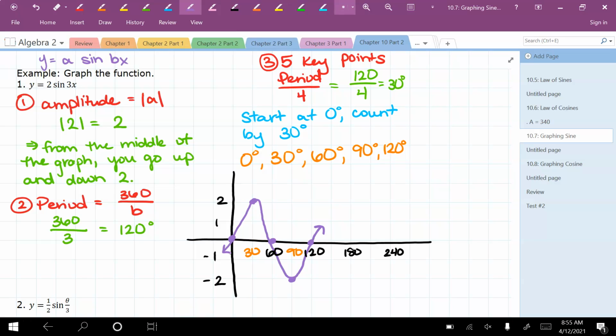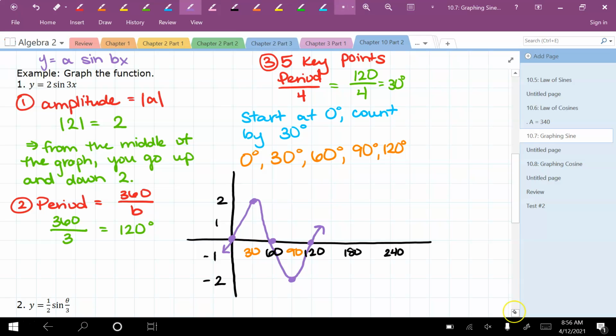Now, this would continue to repeat itself. After I got to 120 here, if I really wanted to, at this next point, 150, I would go back up to 2. 180 would be at 0 again. Then at the next one, we would go down -2, and then 240 would be the end of another cycle. So I could continue to draw in more of the sine function if I wanted to. Really, I just need to see those first 5 points to make sure you understood where it all came from and how it all got figured out.